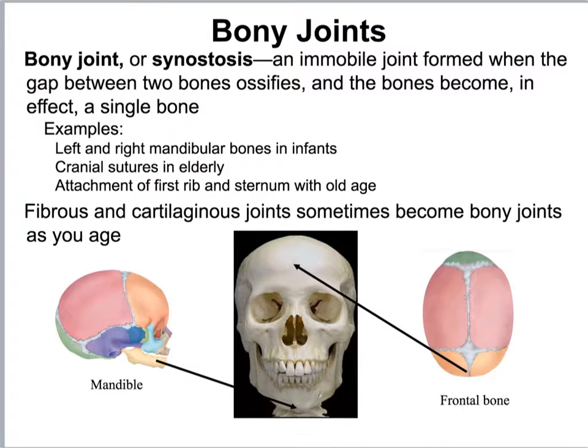So first off, bony joints, which are called synostoses, from syn, meaning together, and osto, like osteo, meaning bone. So this is bone bringing them together. It's an immobile joint. It doesn't move. You have two bones, basically, that are fused.